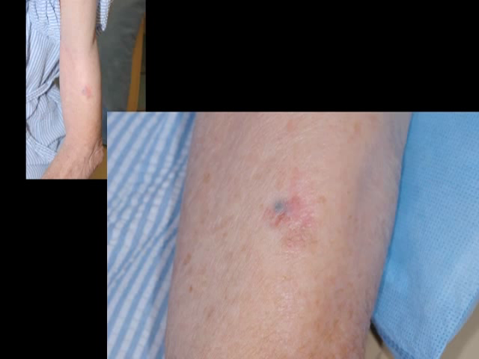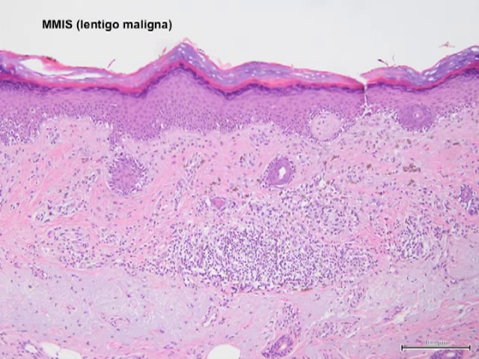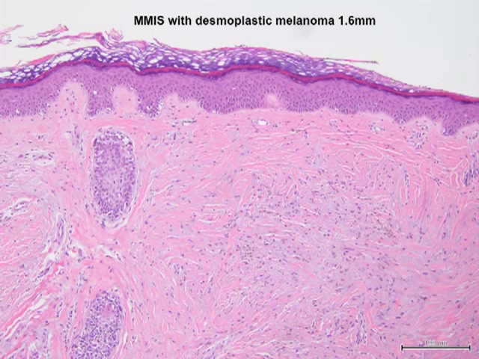Here's another lentiginous lesion on the arm of an elderly woman. The bluish area was firm on palpation. With dermoscopy, the lesion revealed tan structureless areas and focal blue-white veil, which corresponded to the firm area noted on palpation. Pathology revealed a lentigo maligna with a desmoplastic melanoma.